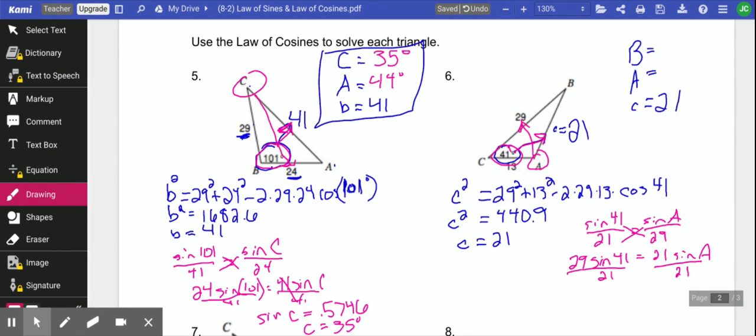Divide both sides by 21. Make sure you close those parentheses. So we get sine of A is, in the calculator, 29 sine of 41, close parentheses, divided by 21. 0.905986, and so on. You're going to do inverse sine of both sides. Inverse sine of that decimal is about 65 degrees. That's angle A. And then to find angle B, we can just subtract from 180. So 180 minus 41 minus 65, which makes angle B 74 degrees.